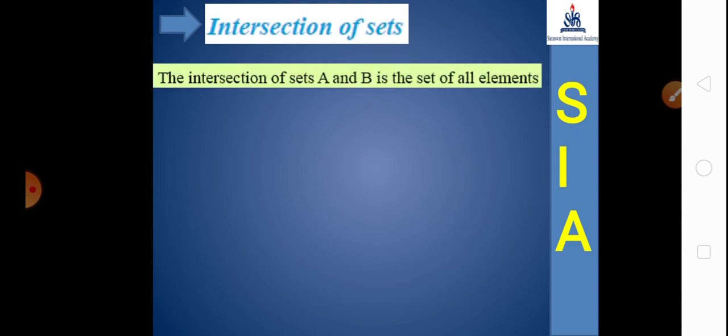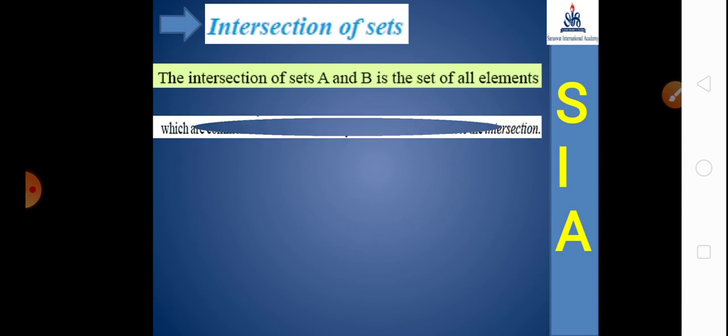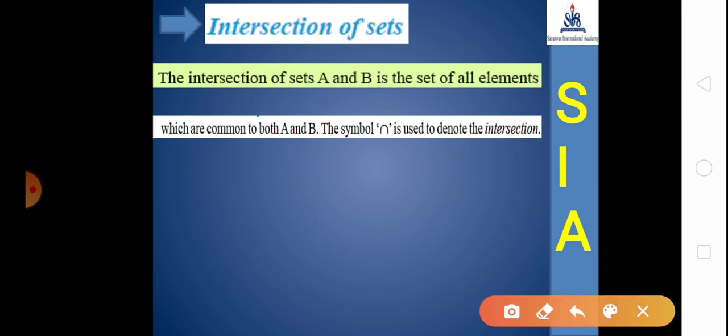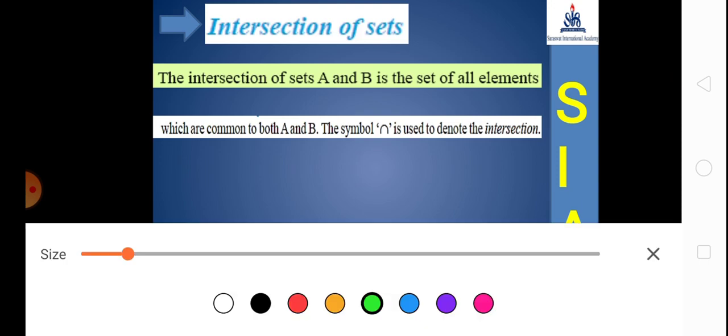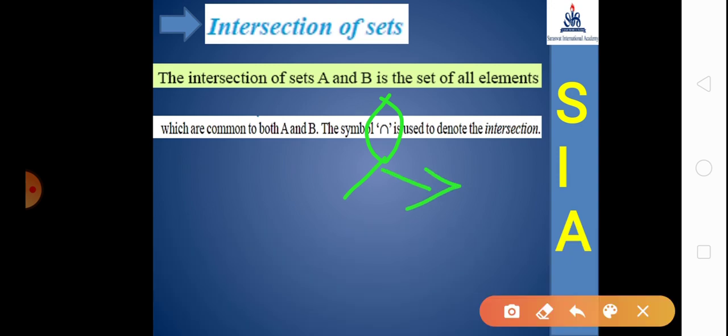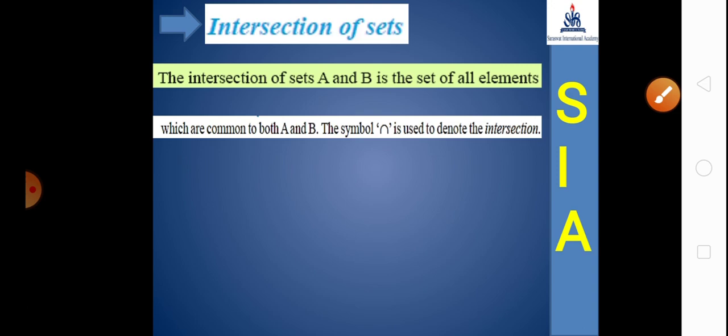Now continue with intersection of sets. Students, here I am explaining two topics, one the union of sets and one the intersection of sets. Intersection of sets means the elements common between any two sets. So for A and B, if you want to indicate common elements, then you utilize this symbol. I highlight this symbol. This symbol is called intersection. Intersection means the common elements between any two sets, or more than two sets.